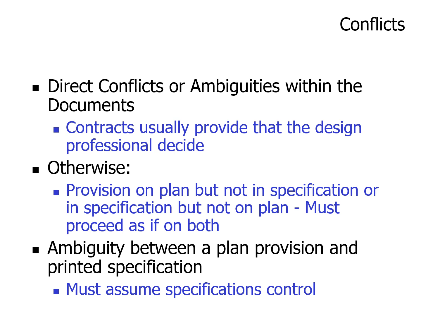Conflicts, direct conflicts or ambiguities within the documents. Now, the contract usually provides that the design professional decides. Otherwise, provisions on the plans but not specified, or in specifications but not on the plans, must proceed as if it's on both. Now, the ambiguities between the plan provisions and the printed specifications must assume specifications control. So the written overrides the drawn is what it is. Okay? Specifications take control.